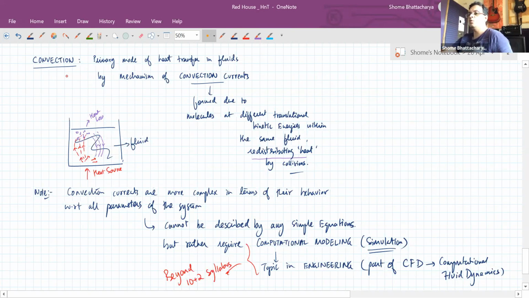You should just have a general idea of what convection is. It is the redistribution of heat within a fluid material where there is a heat source at one end and a heat sink at the other end. That redistribution of heat happens because of these convection currents that are set up. The convection currents are basically different sets of liquid molecules having different average translational kinetic energy, which tend to redistribute the heat by collisions between each other. That process is called convection. Because it is considerably more complex compared to conduction or radiation, we will not be studying it further here. You actually require software-based computer simulation or computational modeling of it.